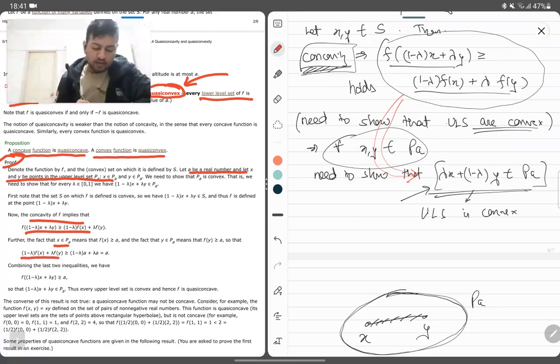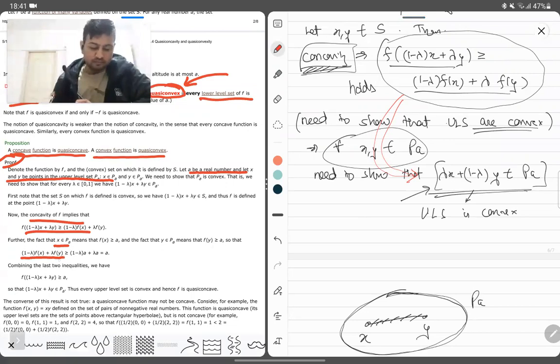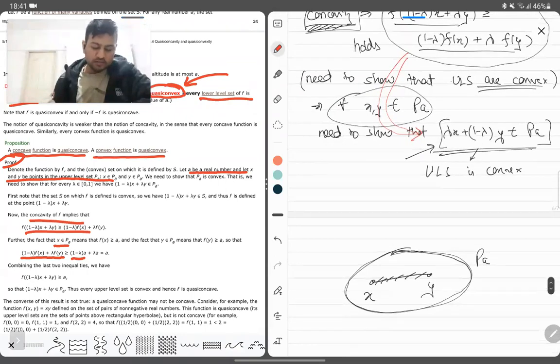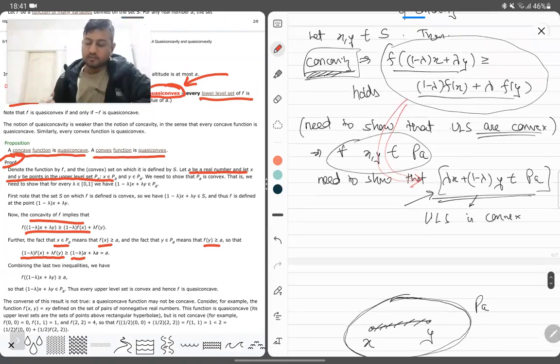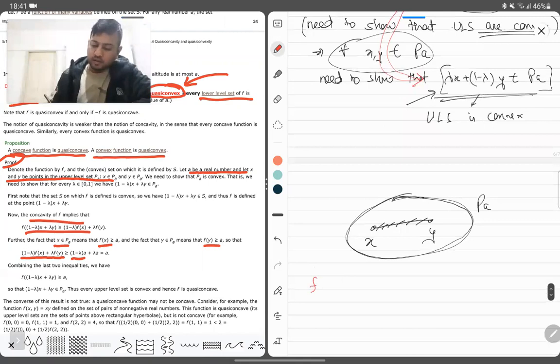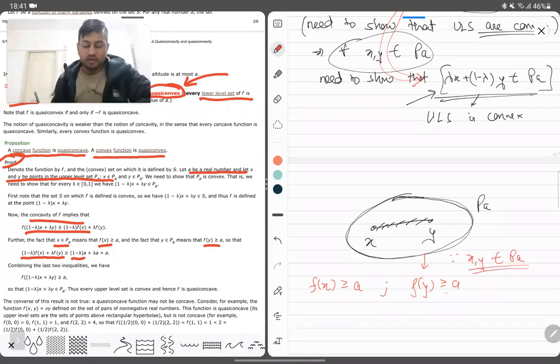Now 1 minus lambda f of x plus lambda f of y is greater than or equal to 1 minus lambda a plus lambda a. Why? Because f of x is greater than or equal to a and f of y is also greater than or equal to a. Since x, y belong to P_a, any point in P_a has a functional value greater than or equal to a. So this implies 1 minus lambda f of x plus lambda f of y must be greater than or equal to a.